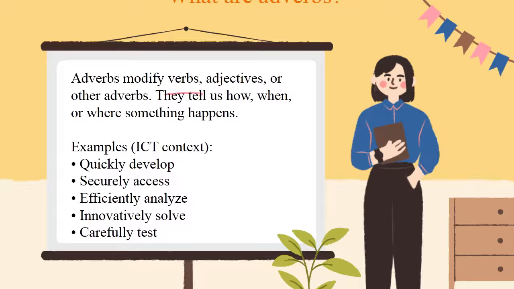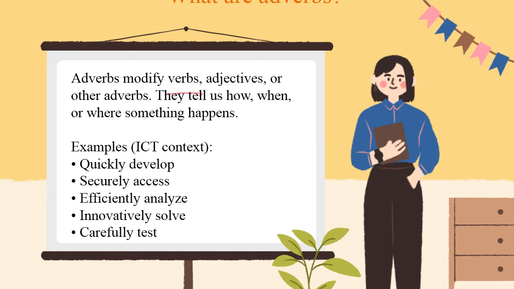Let's see some examples to better understand. Here, quickly develop. It may answer the question how. How was it developed? It was quickly developed. Securely access. How did you access? I have securely accessed. Efficiently analyze, innovatively solve, and carefully test.